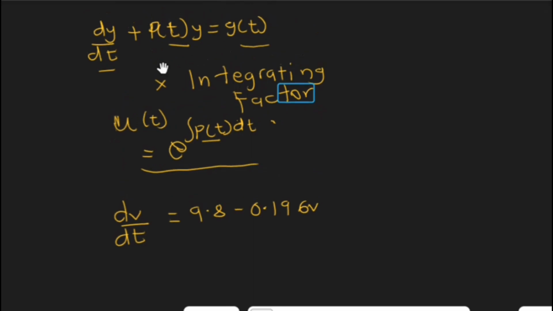The dy/dt plus p(t)y equals g(t). So always the coefficient of our derivative should be 1. Take note. Then you make sure that any term containing y, or containing our dependent variable here, should be on the left side. So in our case it's v. So whatever contains v should come to this side. And that is the most important thing to express it into the standard form.